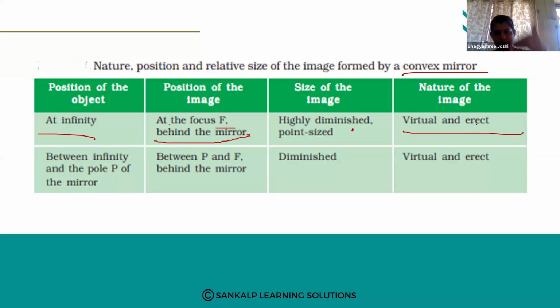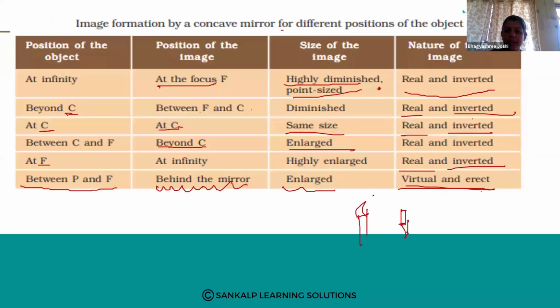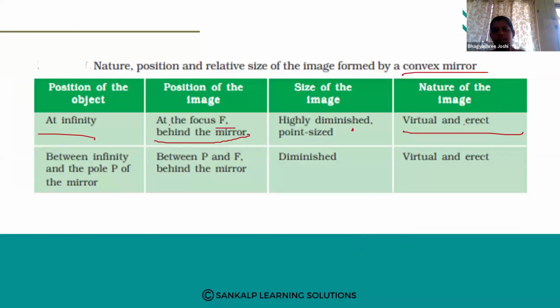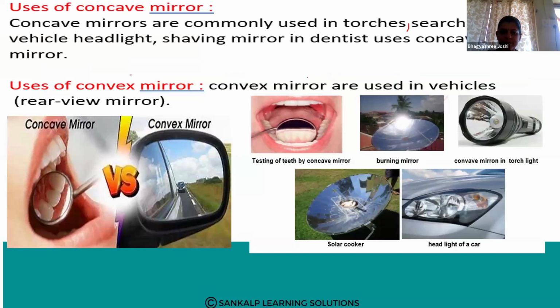So in case of concave mirror, in all the cases it is real and inverted, but in only one case, between P and F, in that condition only, it is virtual and erect. Otherwise, the rest are all real and inverted. But here, at infinity, at the focus F behind the mirror, it is highly diminished, point sized, and the nature of the image is virtual and erect. Between infinity and the pole P of the mirror, that is between P and F behind the mirror, you will get the image behind the mirror, and it is diminished and it is virtual and erect.